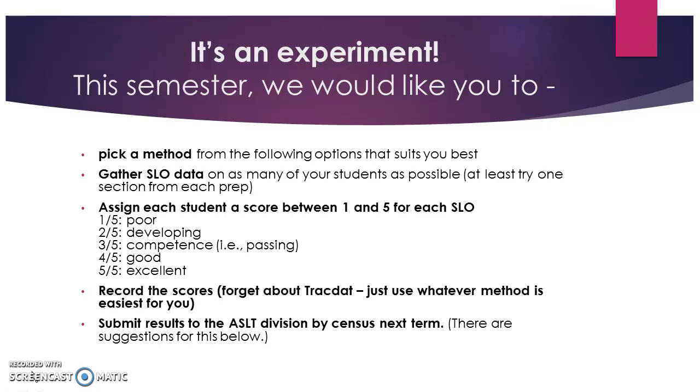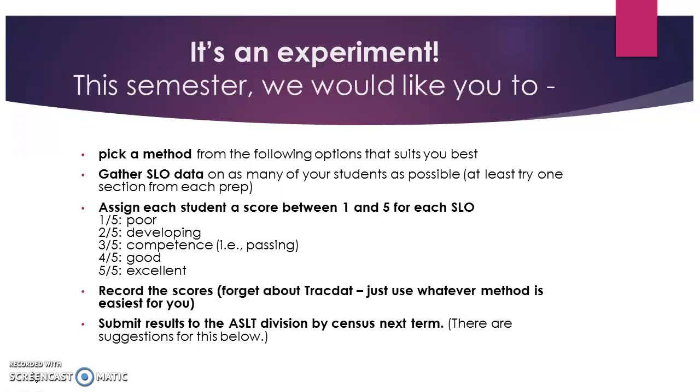At least one section from each prep. If you can do that, that would be wonderful. We'd like you to try to assign each student a score between 1 and 5. I know a lot of us have been doing sort of pass, no pass for SLOs, and we may end up keeping that as an option, but I'd like us to try at least the standard kind of Likert scale, because this is what most places seem to use.